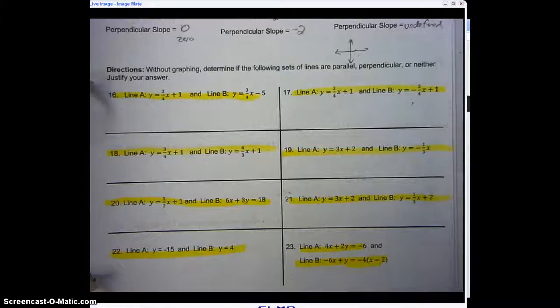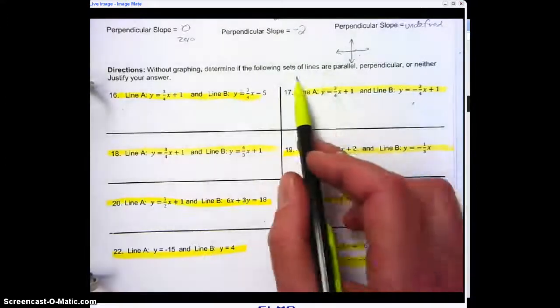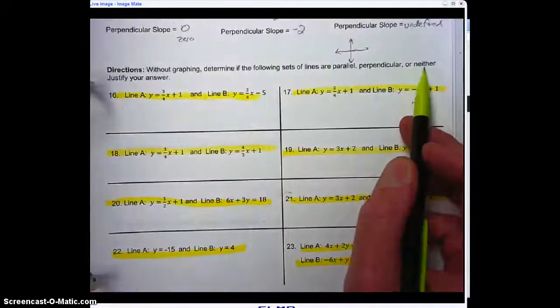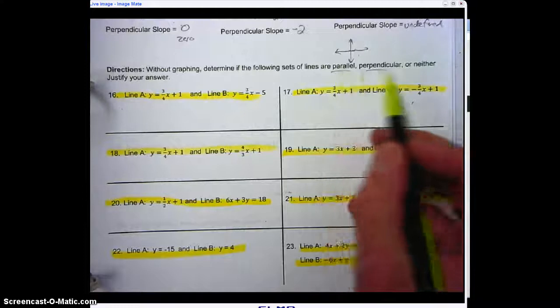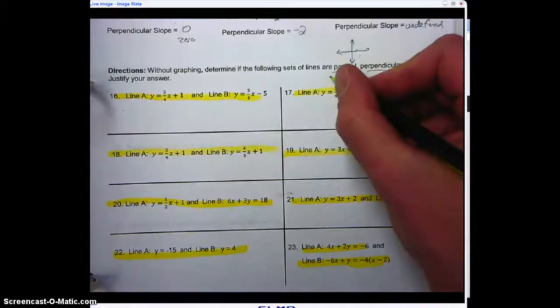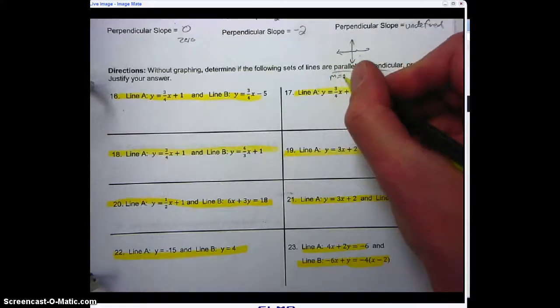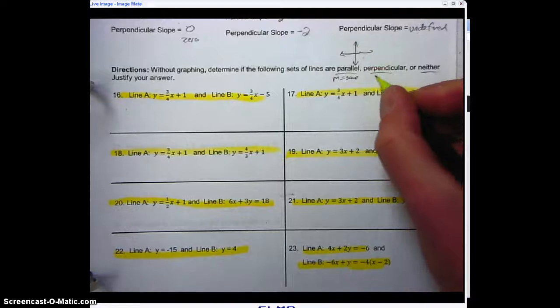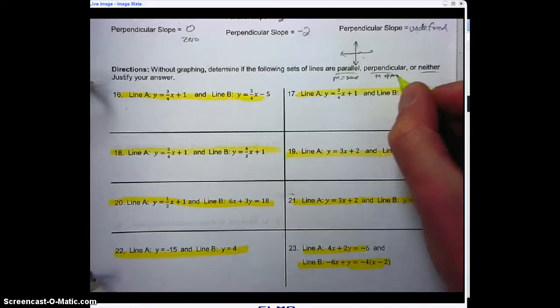Without graphing, determine whether the following sets of lines are parallel, perpendicular, or neither. So all you're doing is answering one of these three things. Parallel means that the slopes are the same. Perpendicular means that the slopes are opposite reciprocals.